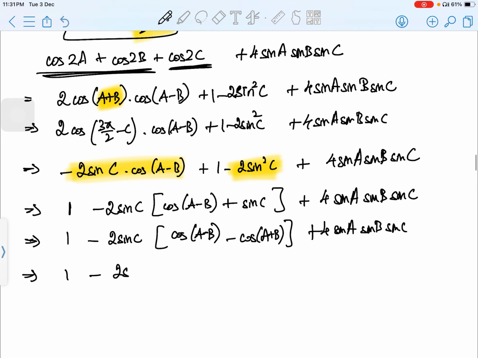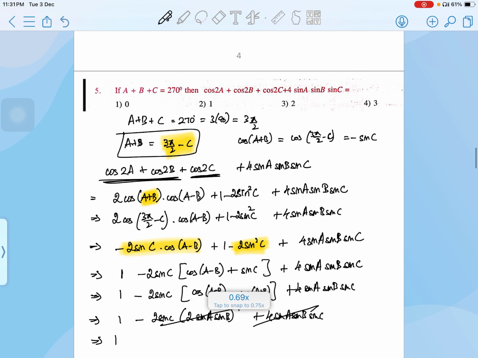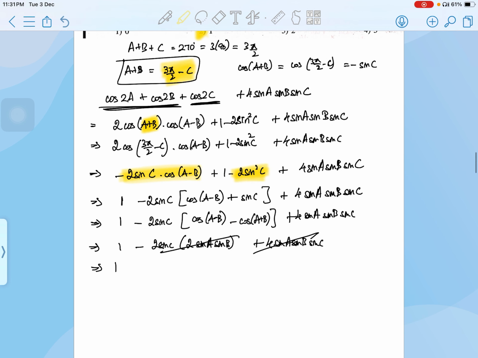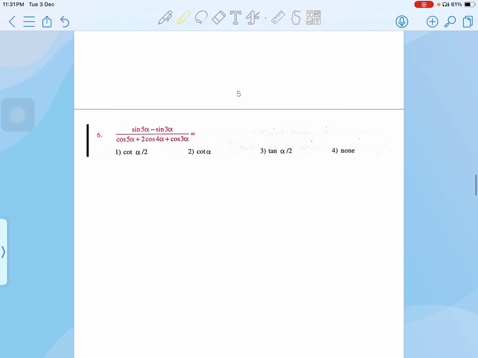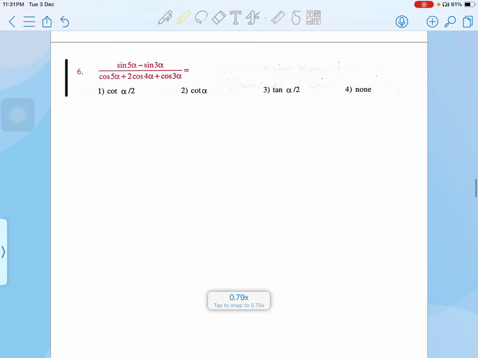So 1 minus 2 sin C into, you will have 2 times sin A, sin B. So when you multiply, you will get 4 times sin A, sin B, sin C. This and this cancel. Final answer is 1. So your option 2. We'll go to the sixth one.